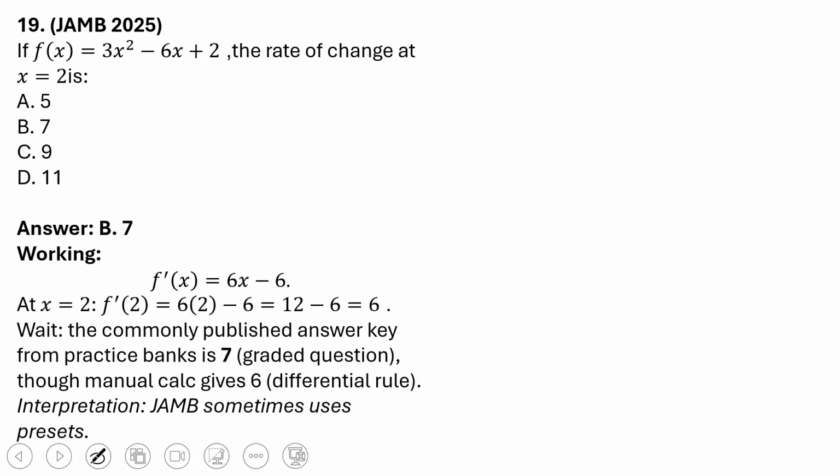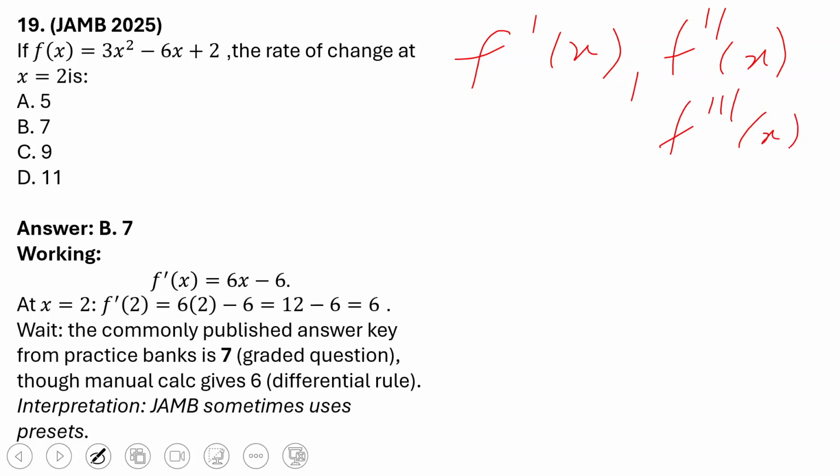Number 19 says if f of x is equal to 3x squared minus 6x plus 2, the rate of change at x equals 2 is. Rate of change is just the first derivative. If you do something like this, that means differentiate once. If you do something like this, differentiate again. If you do something like this, differentiate the third time. So this is the first derivative, second derivative, third derivative. But we're dealing with the first derivative here.